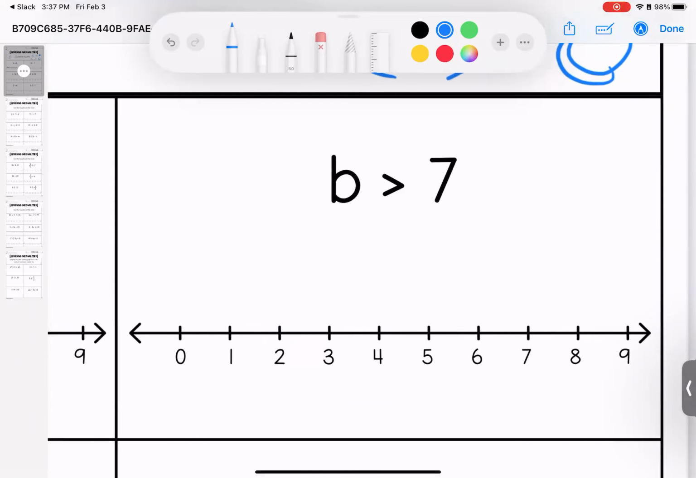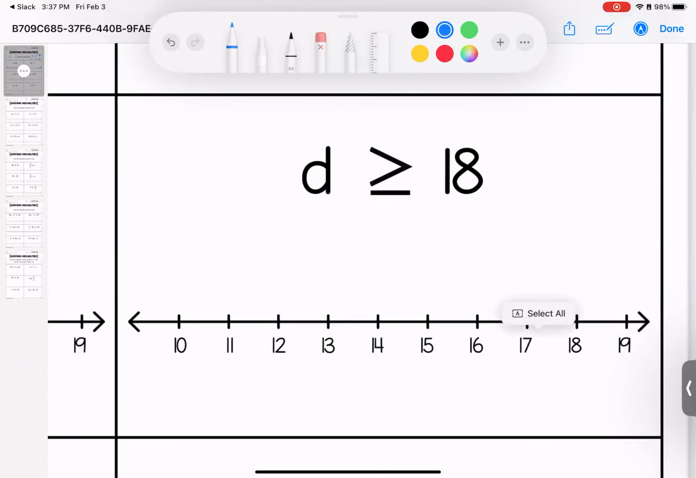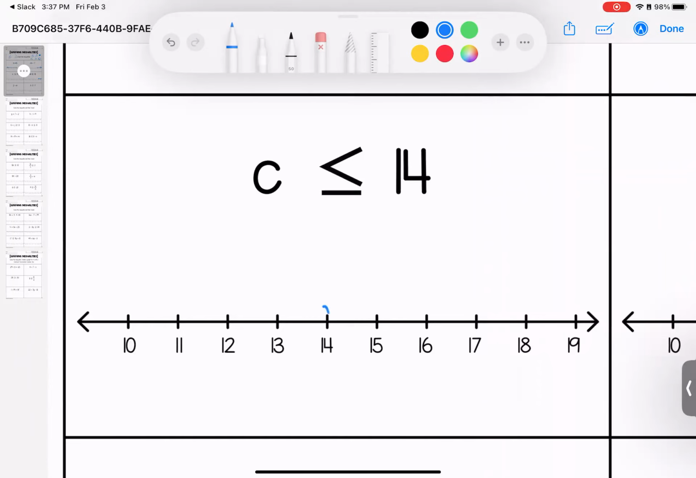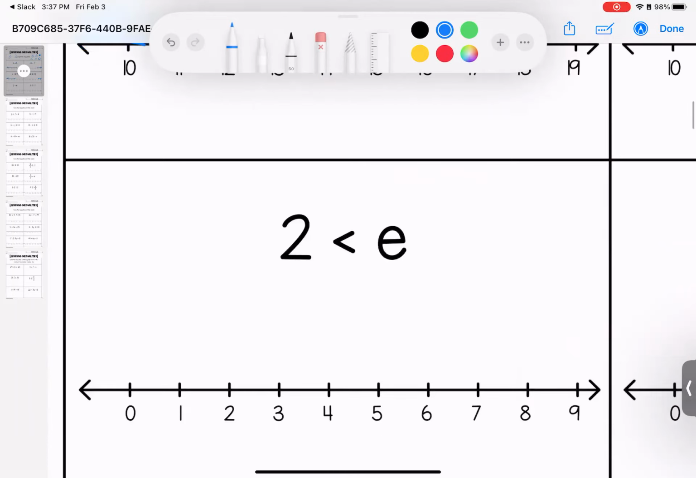B is greater than 7. So no is equal to, so open circle, and our arrow goes that way. Down here, D is greater than or equal to 18. So when we go to 18, we're going to fill in this circle because 18 is also an option. And our arrow goes to the right. C is less than or equal to 14. So again, our circle is filled in. It can be 14 or anything that is less than 14.